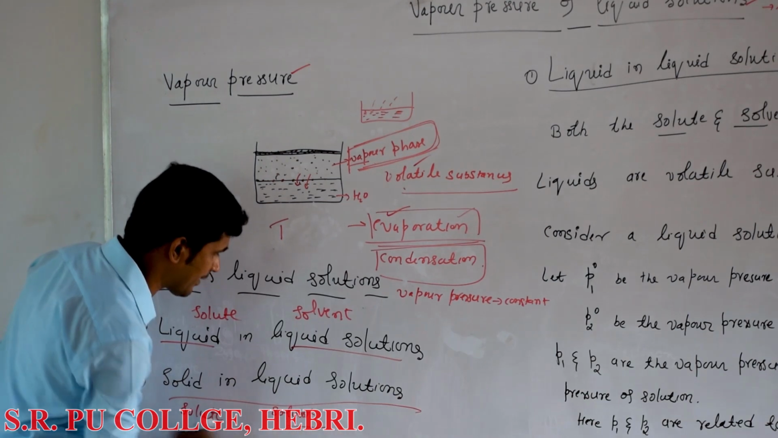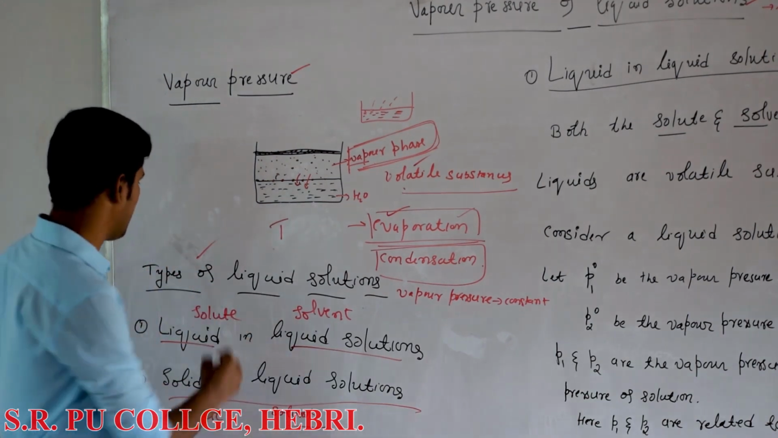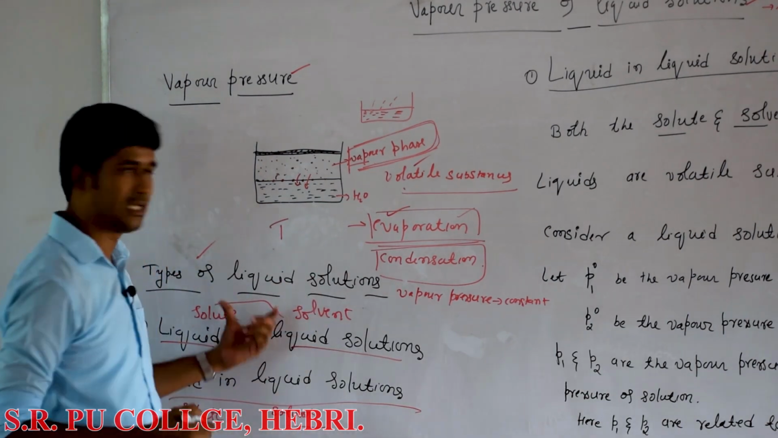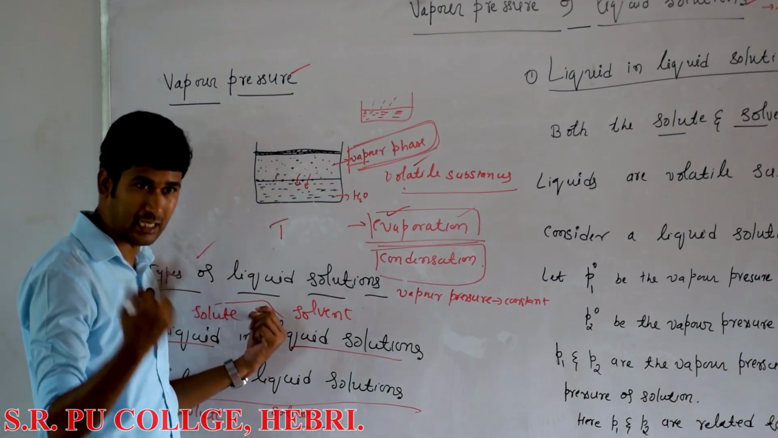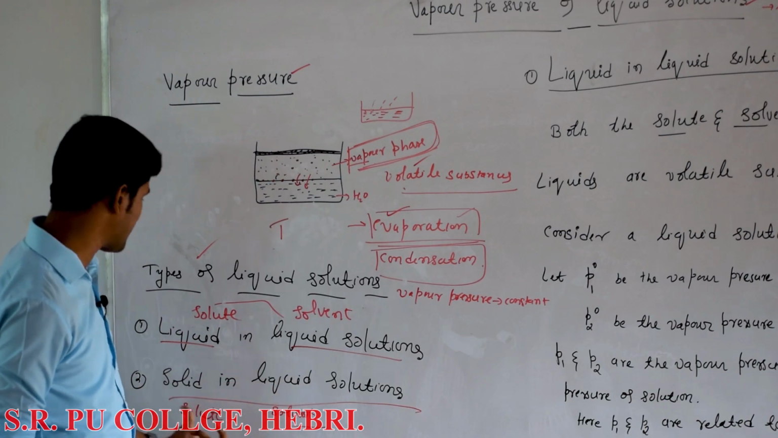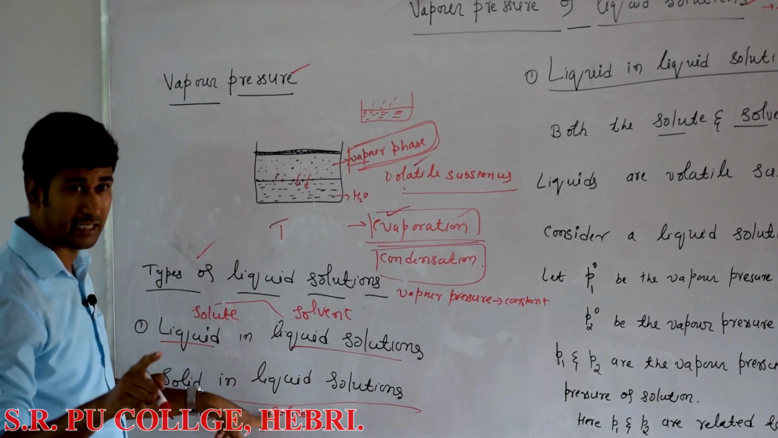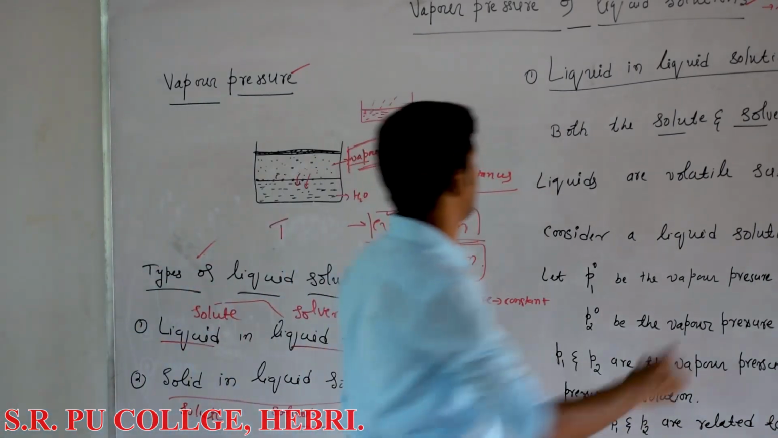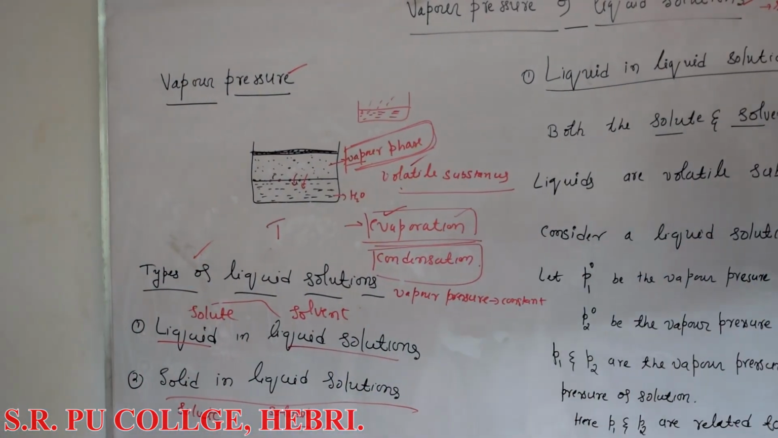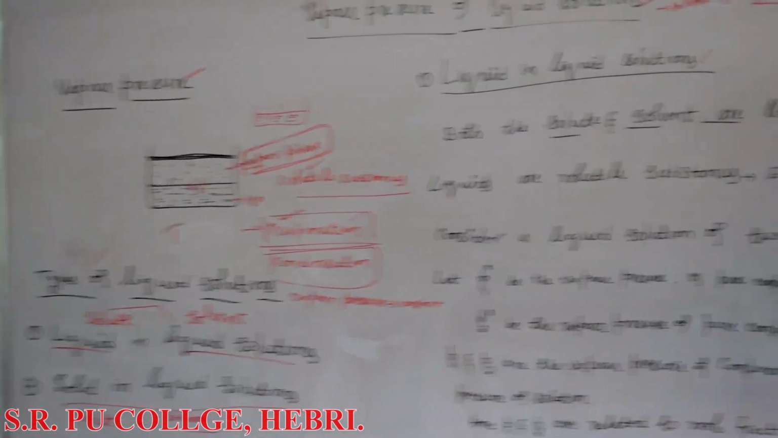In a solid in liquid solution, only one component is volatile. In a liquid in liquid solution, both the components are volatile. Liquids are volatile, so in a liquid in liquid solution we have two volatile components. In a solid in liquid solution we have only one volatile component, because solutes are not volatile. Now let us begin with the first type of solutions, liquid in liquid solutions.